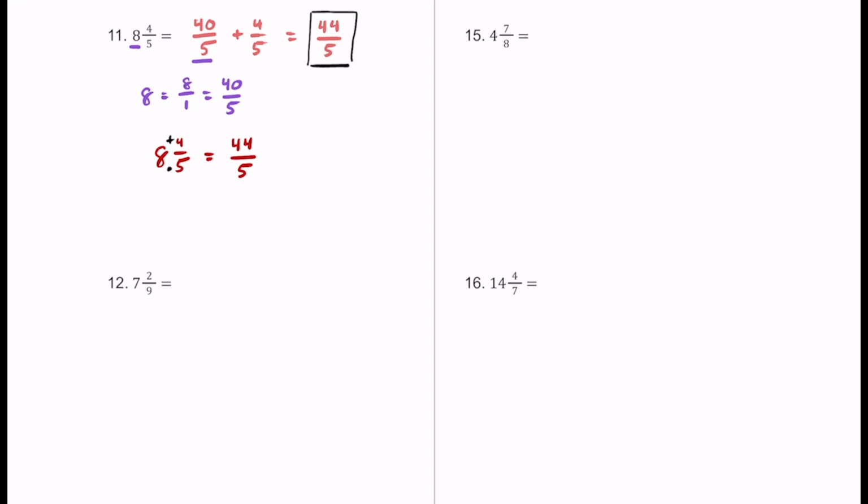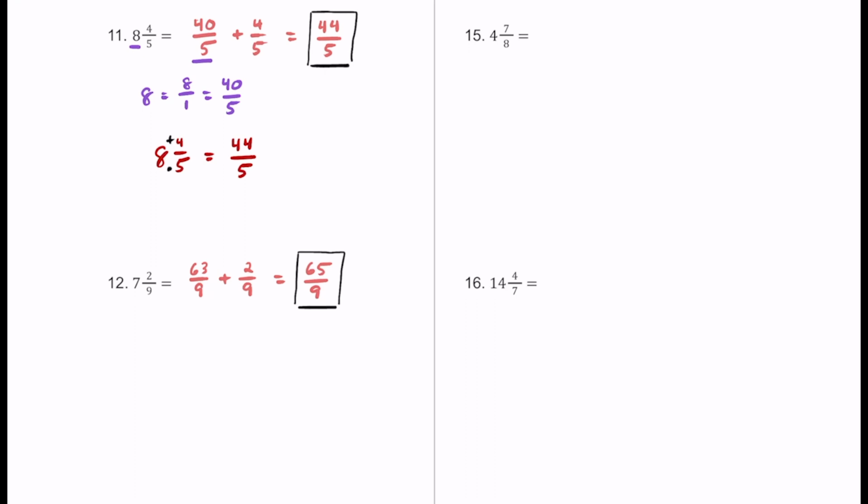For number 12, we have 7 and 2/9. Now, let's see, 7 times 9 is 63, so 7 must be the same thing as 63/9. We're going to add on 2 more 9ths here. So 63/9 plus 2 more 9ths should be a total of 65/9. All right, so this right here would be the improper fraction version.